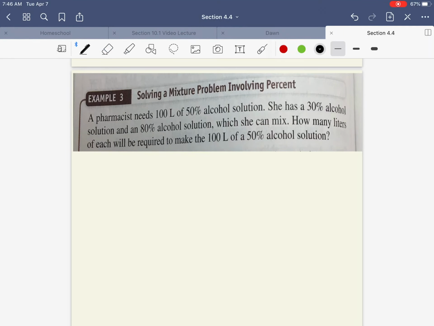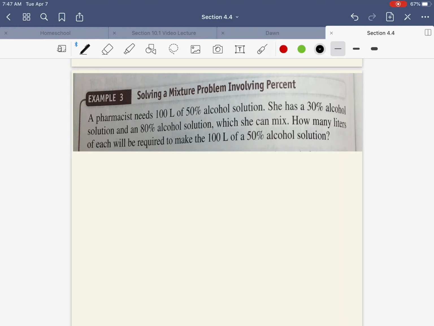All right, example 3 is a mixture problem. These are just a little bit different from the other problems. It says a pharmacist needs 100 liters of 50% alcohol solution. She has a 30% alcohol solution and an 80% alcohol solution, which she can mix. How many liters of each will be required to make the 100 liters of a 50% alcohol solution?